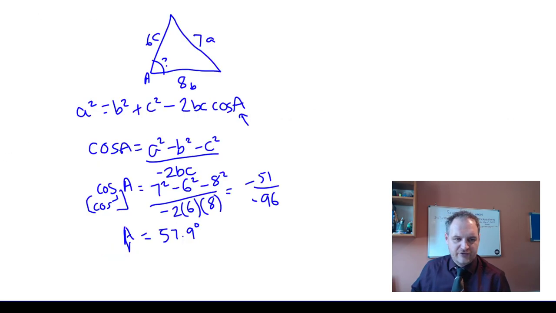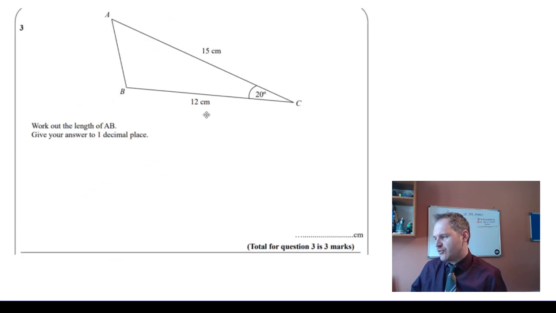Now, someone was asking what the answer to question 3 is, so let's just go through that together. Okay, we have this question. So we can go, this must be, we're going to call it little a. So that's going to be little c, isn't it? And so that's going to be called little b, and that's going to be called little a. So we're going to use this version.